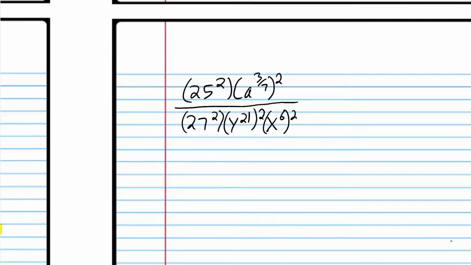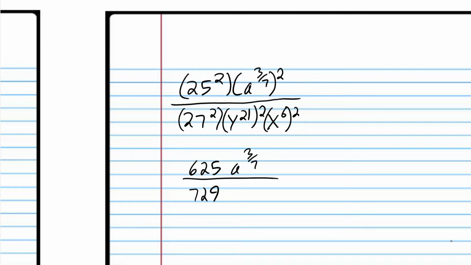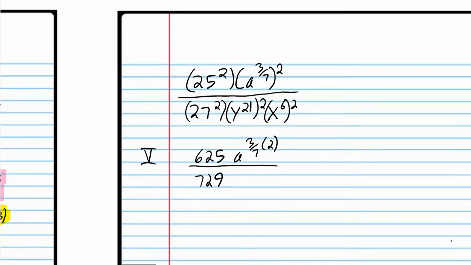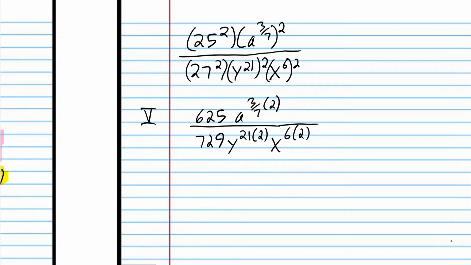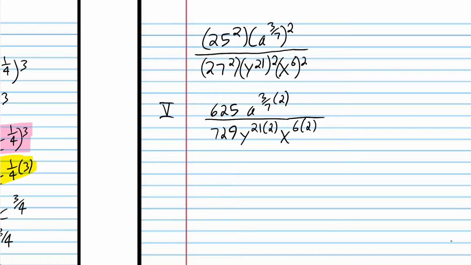I'm going to bring this down so we can see where we're picking up. 25 to the second power, that's going to be a pretty big number. 25 times 25, that's 625. And 27 to the second power, that's 729. And then we have a to the 3/7 times 2 power, that's rule number 5. Raising a power to another power, you multiply the exponents. And same thing in the denominator. Okay, so we have 625 a to the 6/7 and 729 y to the 42nd power and x to the 12th power.